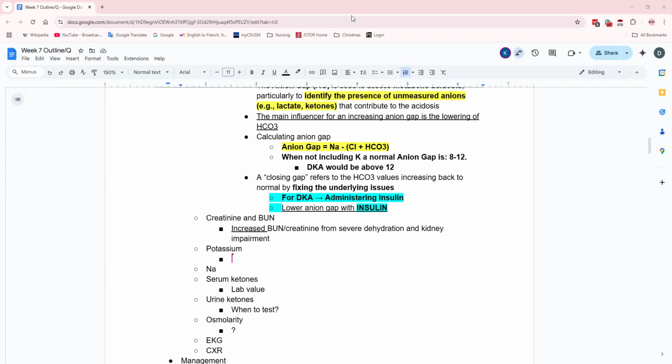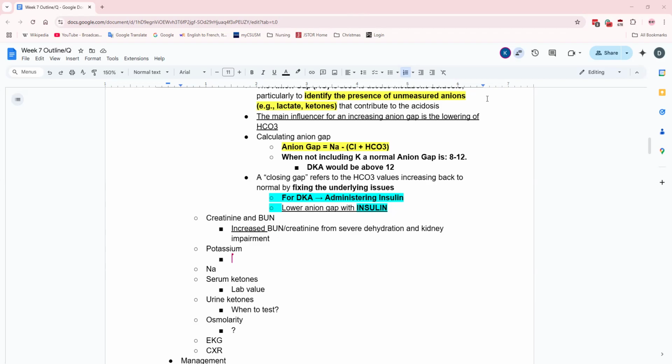I'll find it later. But yeah, so now moving into potassium, which I know Josh mentioned earlier, that administering your insulin lowers your potassium. So if it's under 3.3, don't give insulin, give fluids first and attempt to correct it as well.